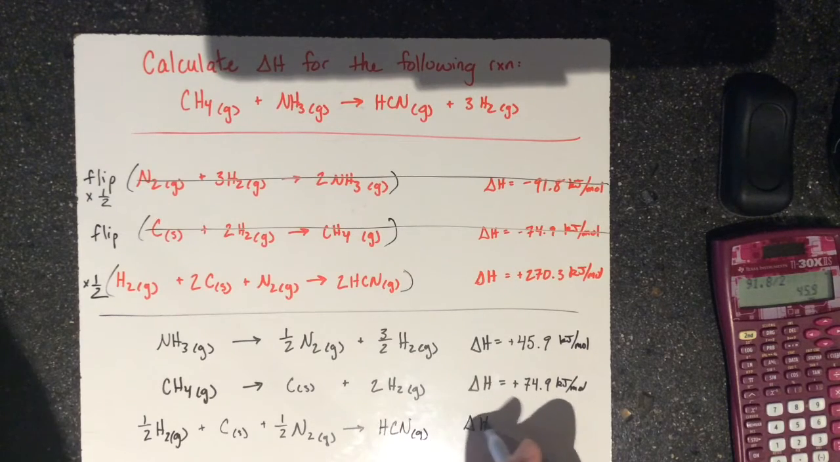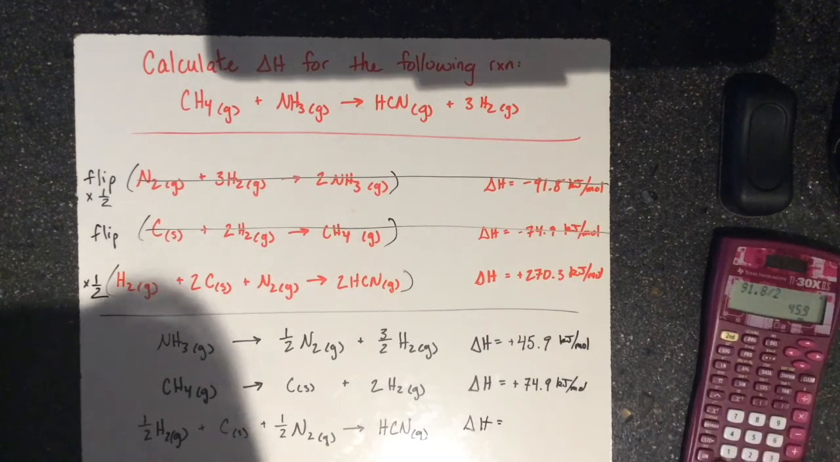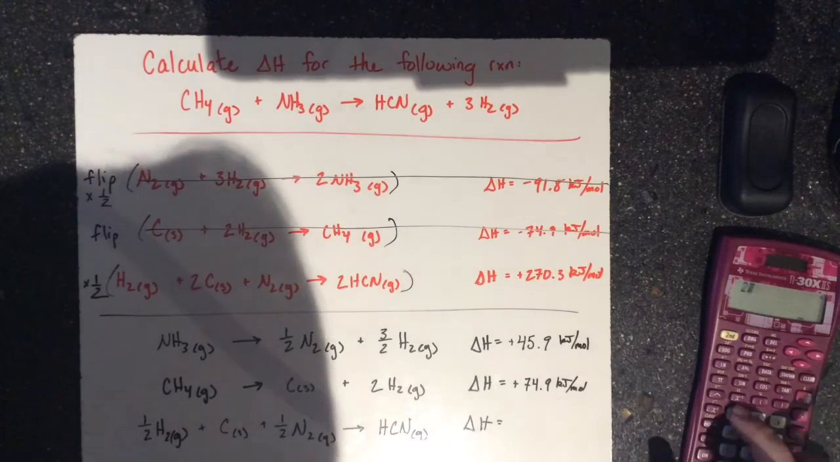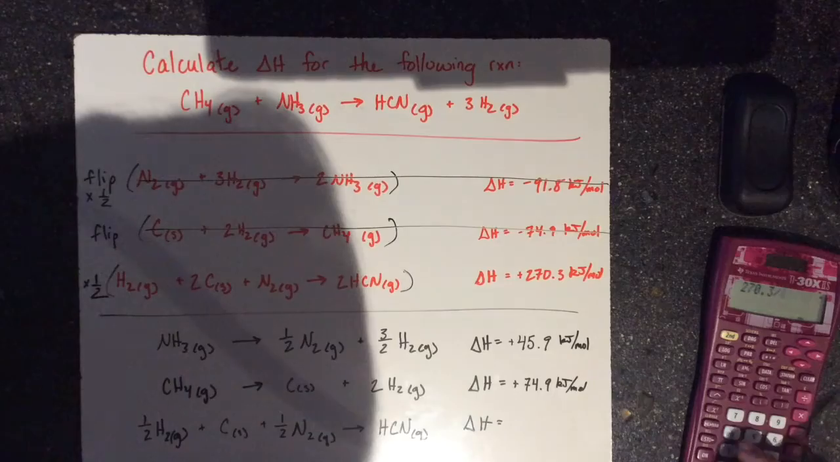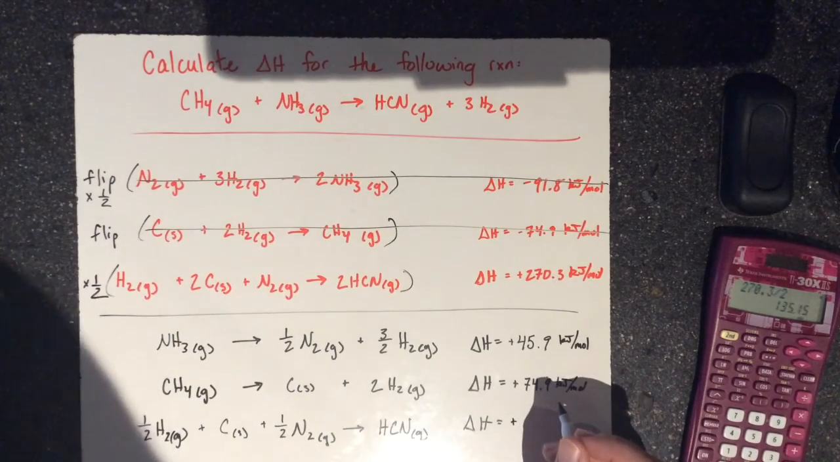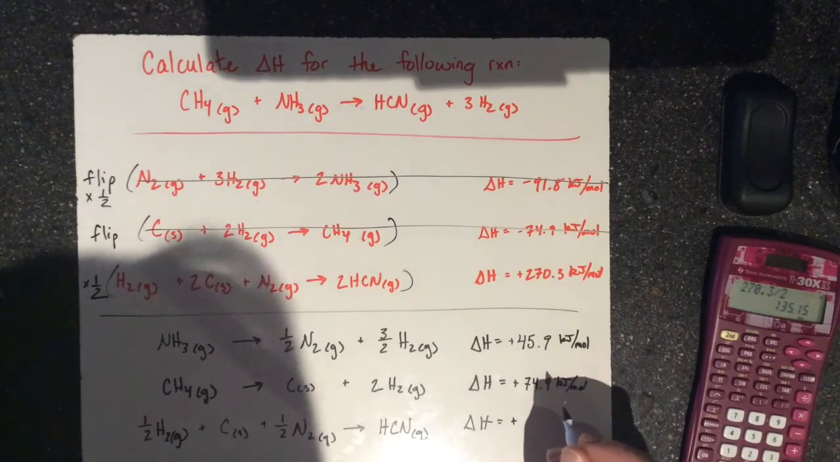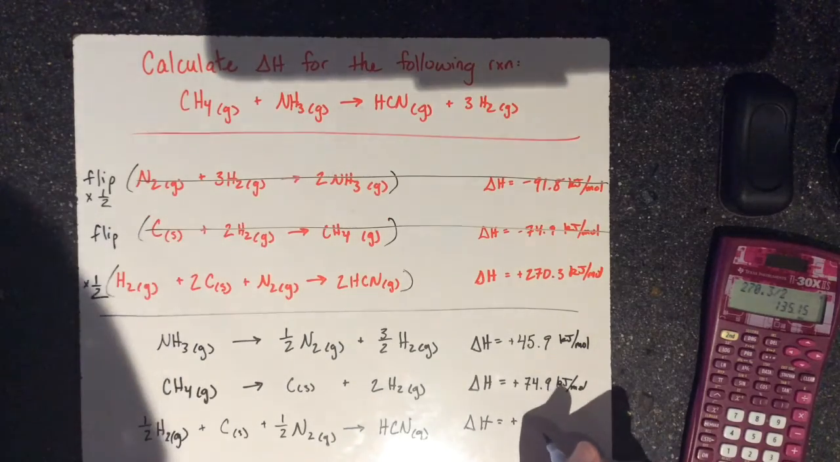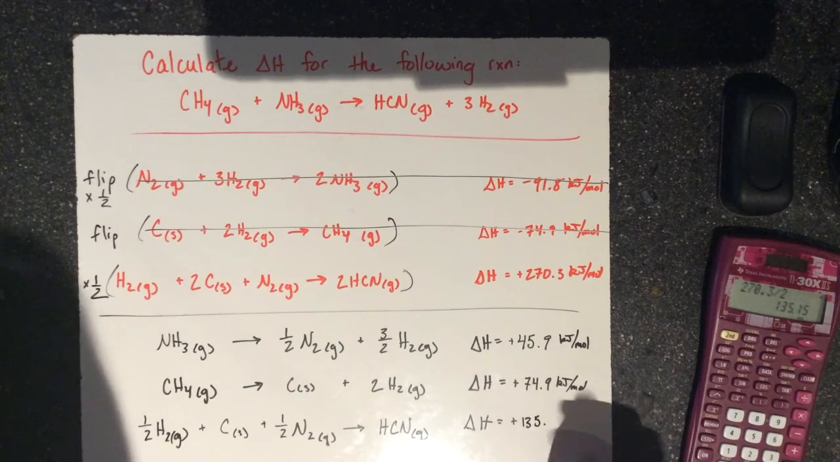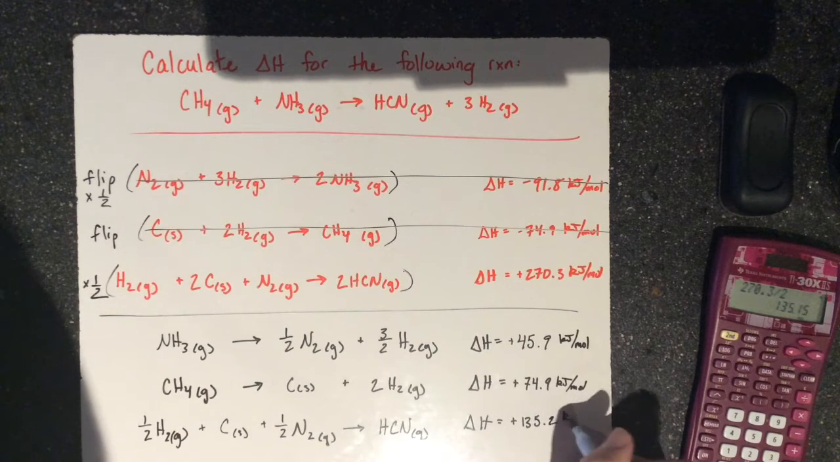And then my delta H, which was positive 270.3, I'm going to divide that by 2, or multiply by 1/2, that's the same thing. I'm going to now have positive 135.15, which with significant figures is actually going to be 135.2.